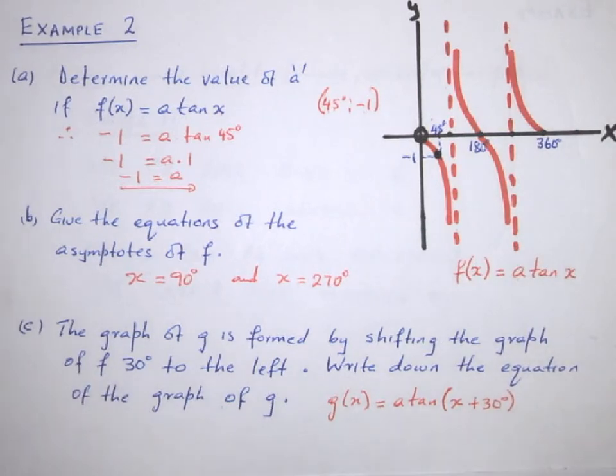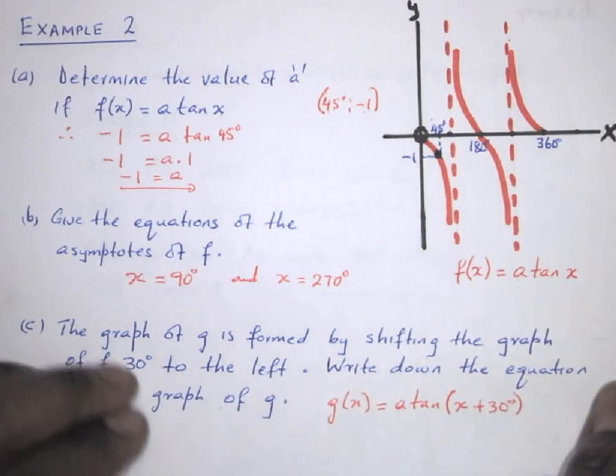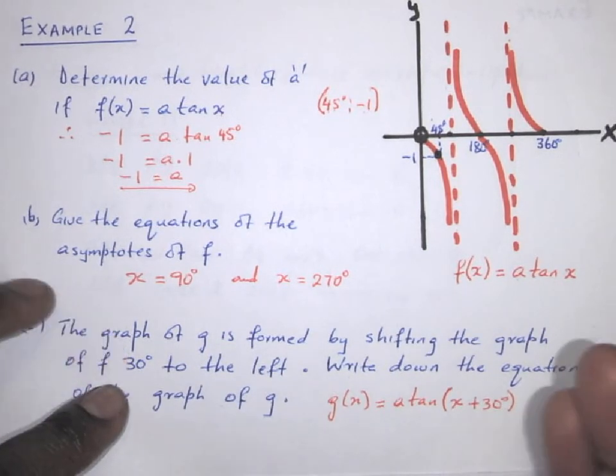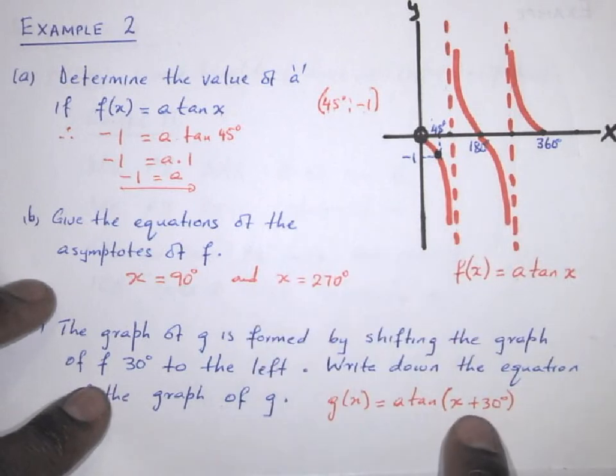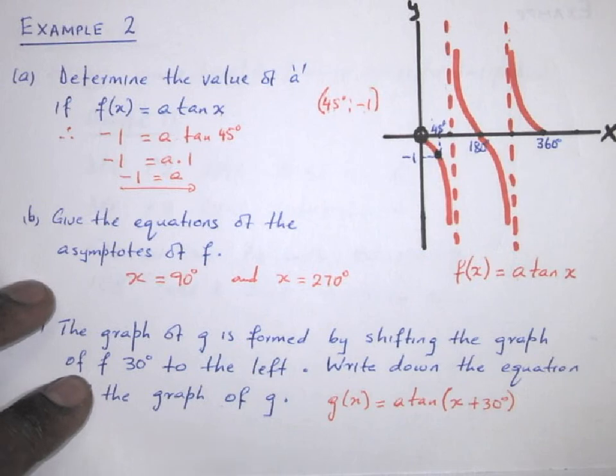So that's it. Sometimes you get problems like this. They can make them complicated, but the basic thing you need to know is: shifting to the left is plus 30 degrees, and shifting to the right is minus 30 degrees.